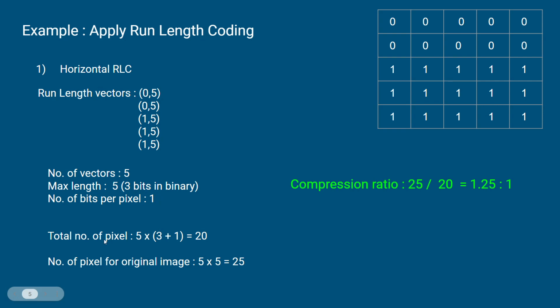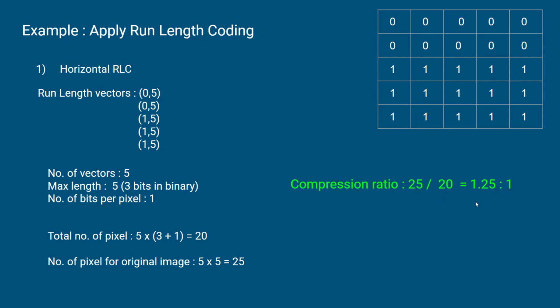Therefore, the total number of bits can be calculated as the number of vectors into the bits in binary, that is 3 plus 1. Therefore, we get 5 times 4, which is 20. And the number of pixels for the original image is 5 cross 5, as it is a 5 cross 5 image. Therefore, that goes to 25. The compression ratio can be calculated as the original image upon the number of pixels after doing RLC, that is 20. Therefore, 25 upon 20, here we get 1.25 to 1.